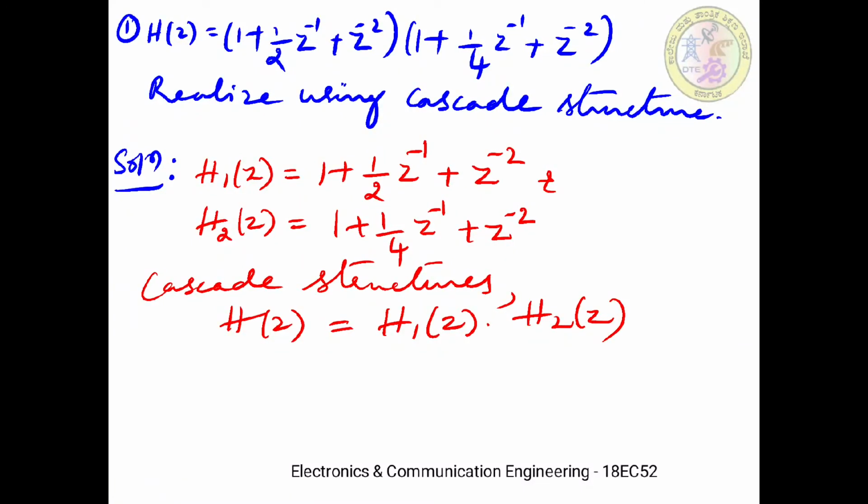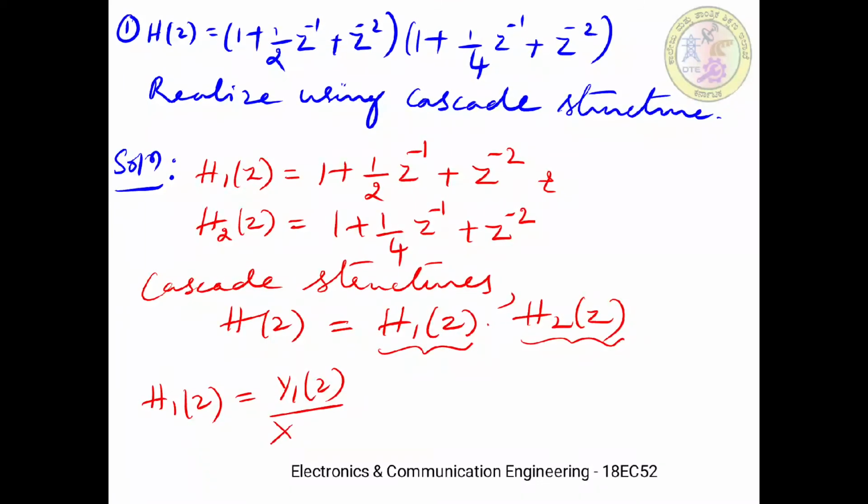Okay, so now we will realize H1 of z and H2 of z using the direct form structures, and then we will obtain their cascade. So let us individually take the transfer functions. Now consider first H1 of z. H1 of z can be written as Y1 of z by X1 of z, because we have to obtain the convolution sum equation in the time domain, and that can be put into the direct form structure. So this is equal to 1 plus 1 by 2 z inverse plus z to the power of minus 2.